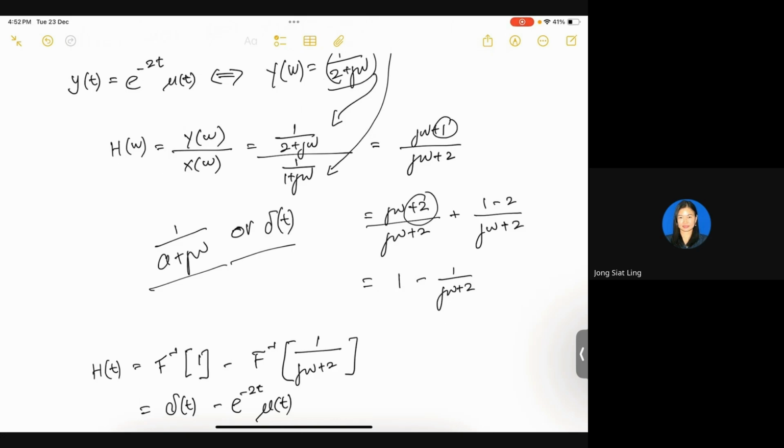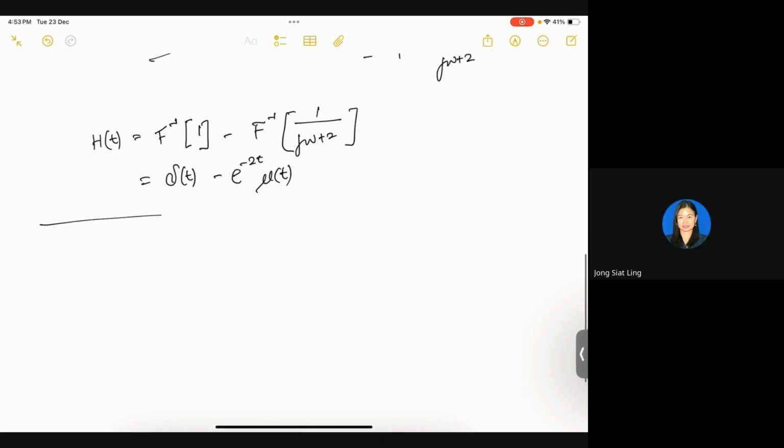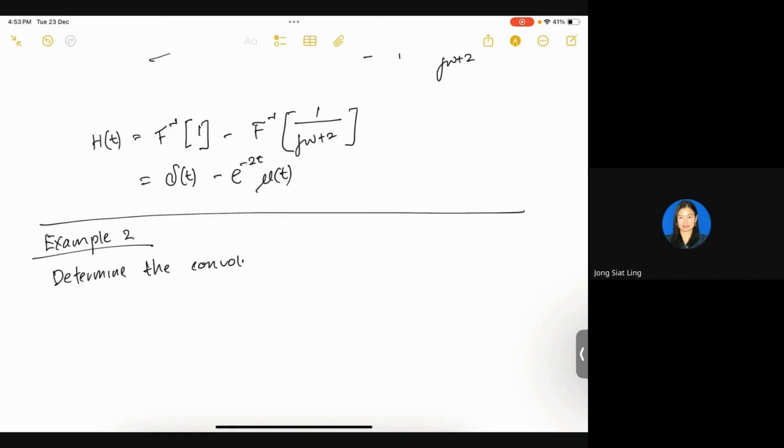Now we go to another example. This example is: determine the convolution of x(t) equals e^(-2t) u(t) and h(t) equals e^(-6t) u(t) using Fourier transform.